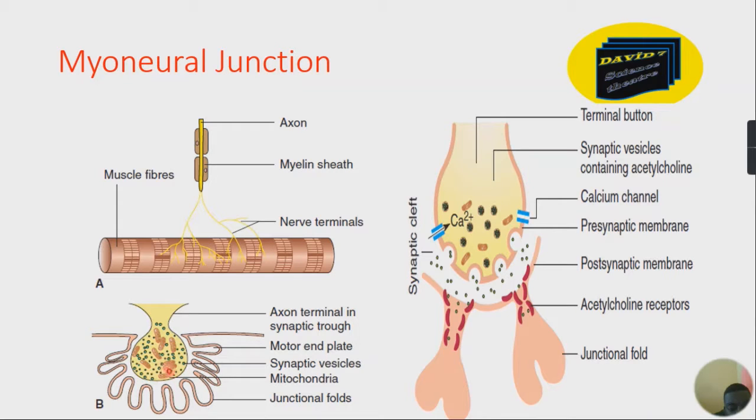These are synaptic vesicles in the presynaptic knob, mitochondria, and the sarcolemma is folded. They are junctional folds. This increases the surface area for attachment of the neurotransmitter.